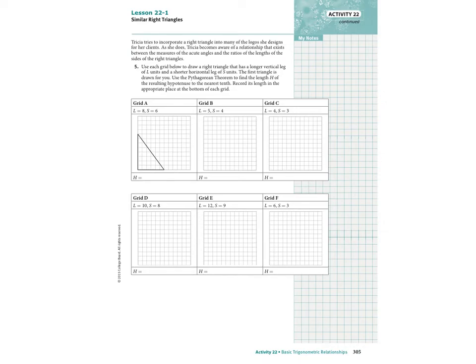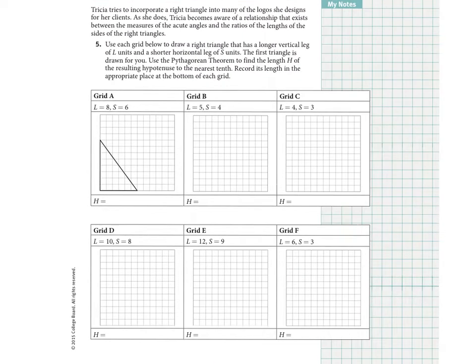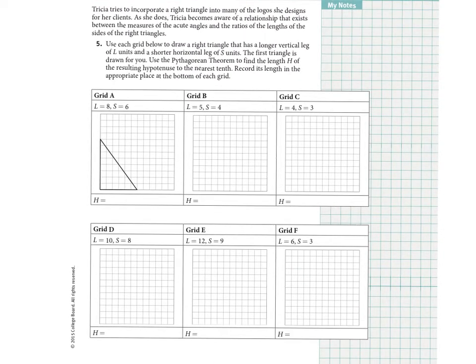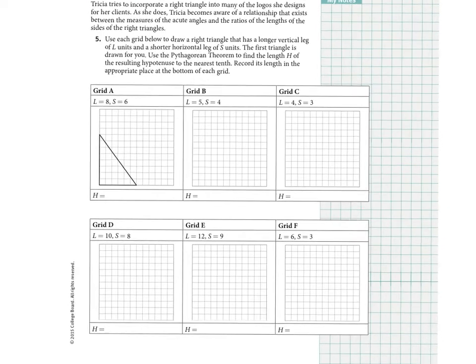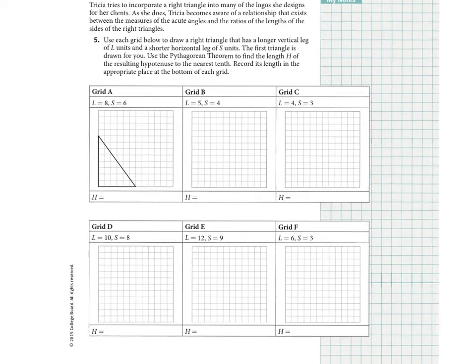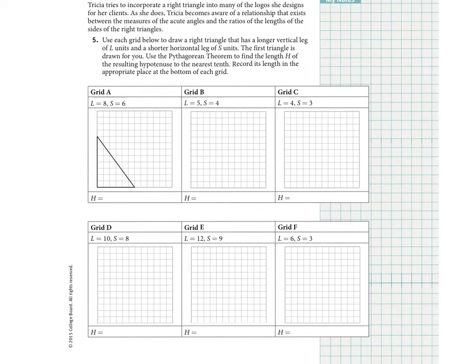So on page 305, we are going to try to compare different right triangles with each other and see if we can notice a pattern on leg lengths as well as different hypotenuses. So let's go ahead and start looking at this. We have this situation where Trisha was trying to incorporate a right triangle into different logos that she designs. So Trisha becomes aware of the relationship that exists between the measures of acute angles and the ratios of the lengths of the sides of each right triangle.